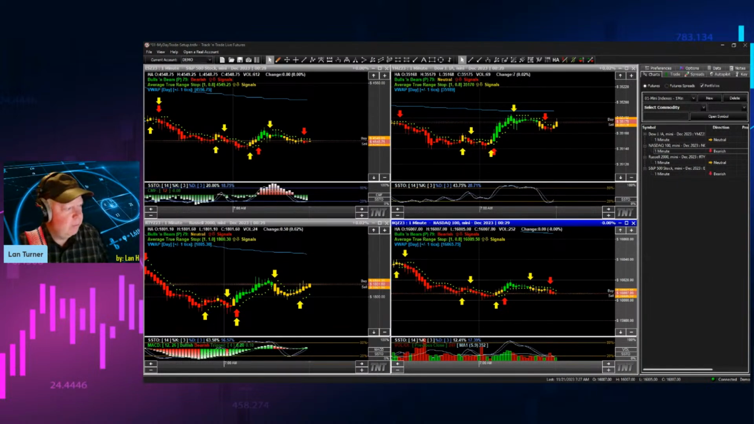And of course, the platform I'm using is Track and Trade. This is Track and Trade Live. I thought I had a little slide there to show you, but it's not up on my screen. So Track and Trade is the software I use. It helps me connect to the futures exchange. I also have the stocks version, and here it is.